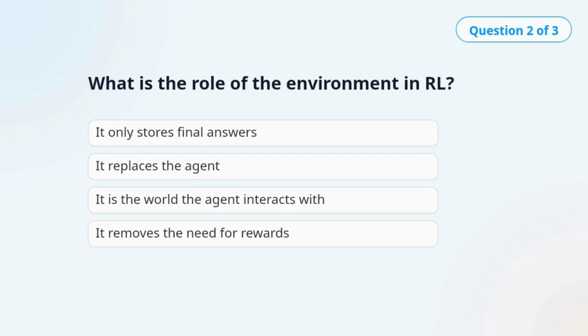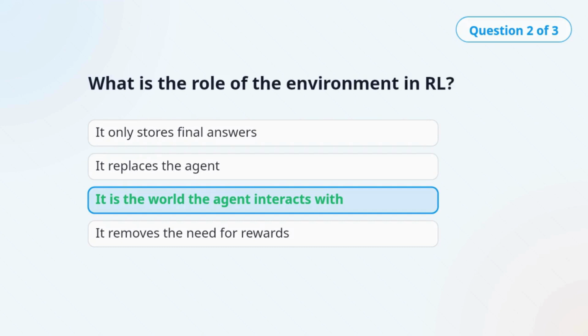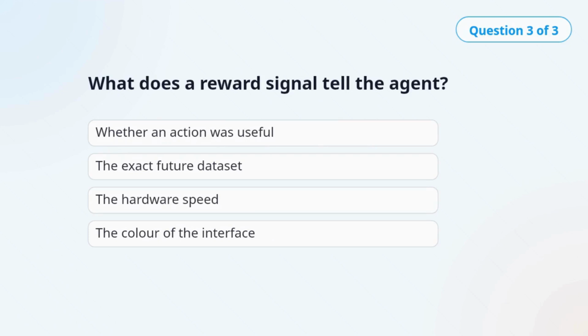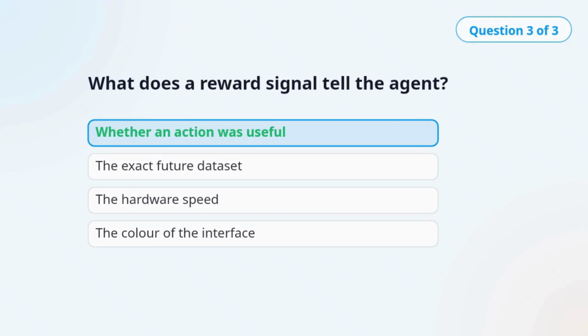Question 2. What is the role of the environment in RL? The correct answer is, it is the world the agent interacts with. The environment responds to the agent's actions by producing new states and rewards. Question 3. What does a reward signal tell the agent? The correct answer is, whether an action was useful. Rewards provide feedback about how good or bad an action was in a given situation.